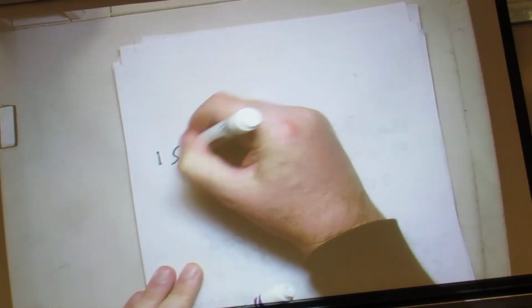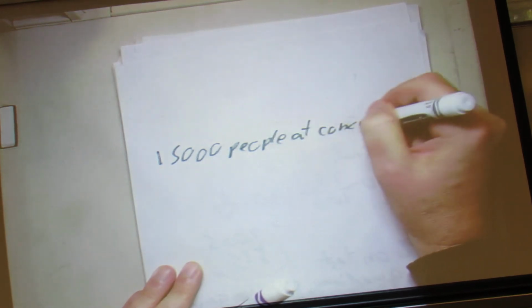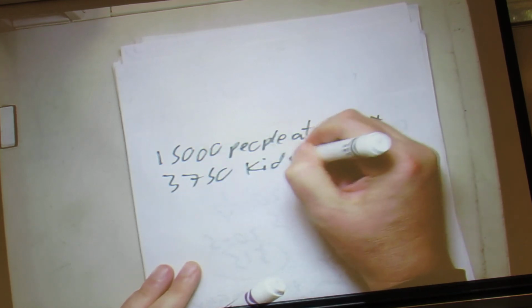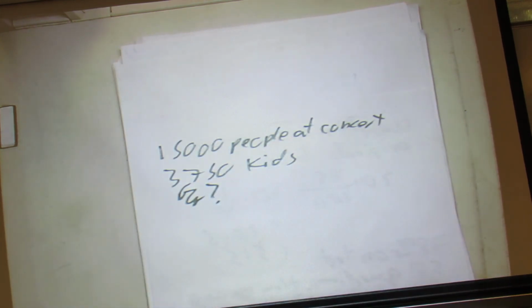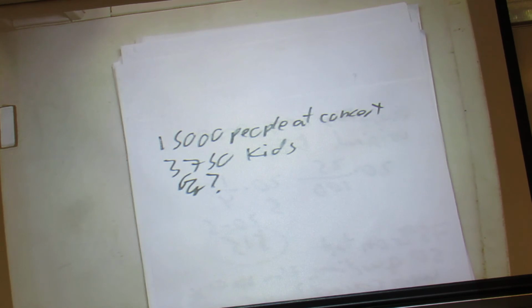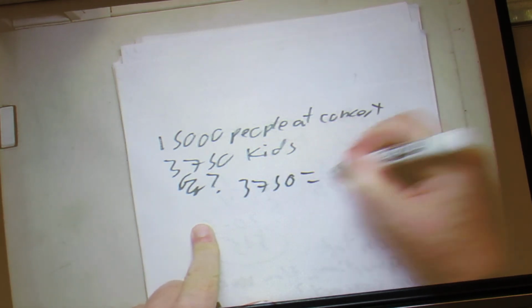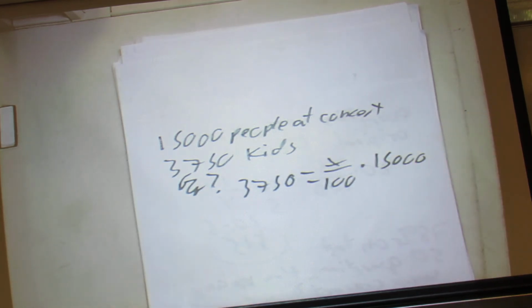And then the last type of question is going to be something like, there are 15,000 people at a concert and 3,750 were kids. What is the percent of kids? So 3,750 is what percent of 15,000? So 3,750 equals x over 100 times 15,000. We can simplify this.